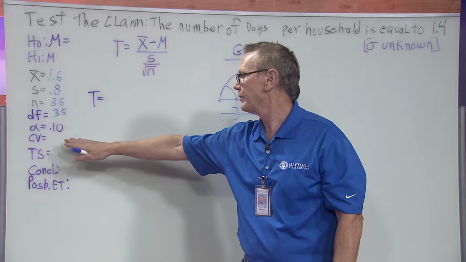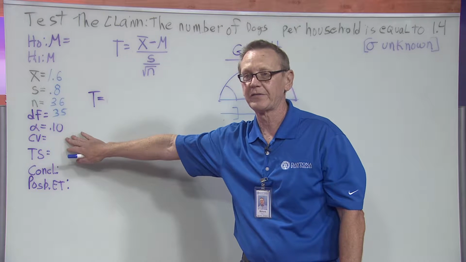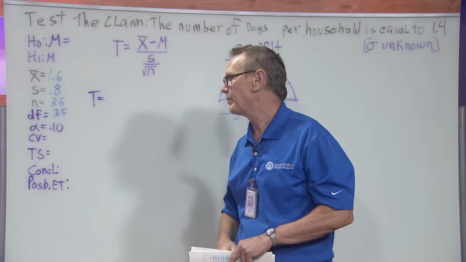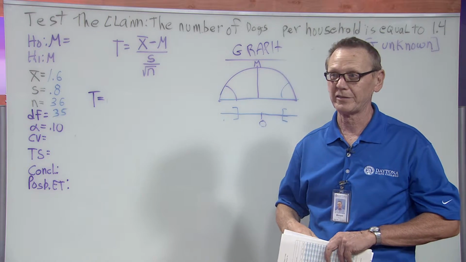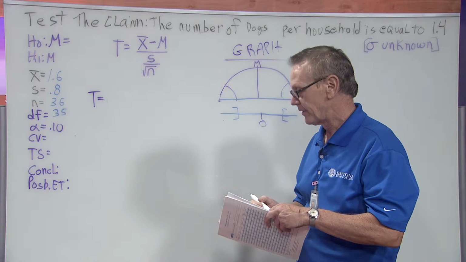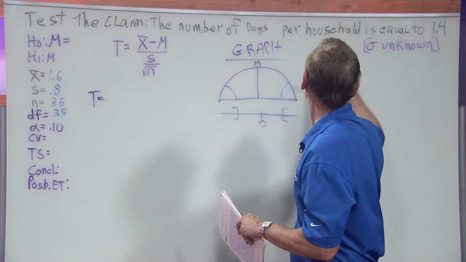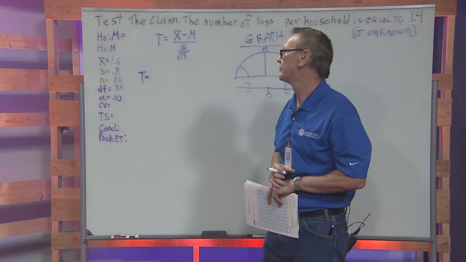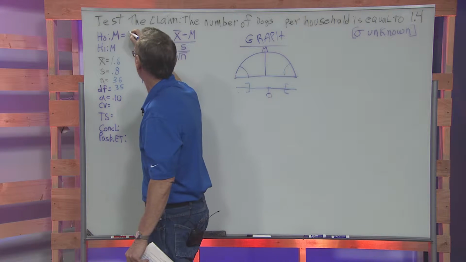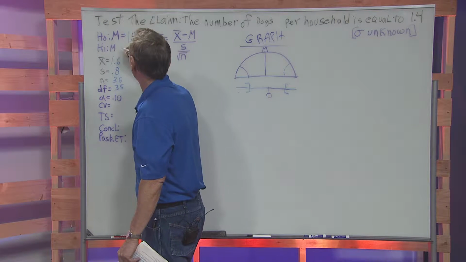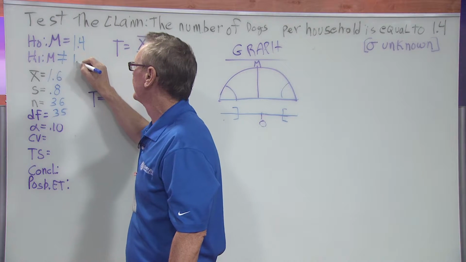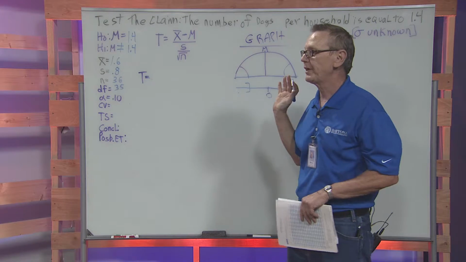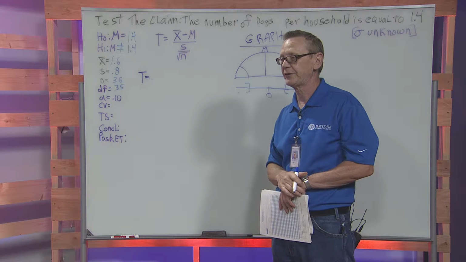Okay, to continue, we are given a significance level of 0.10, and we will need to look up a critical value. The critical value for this hypothesis test is based on the test to claim of equal to 1.4. So we'll start equal to 1.4. The complement to equal is not equal. So what we have is a two-tail hypothesis test.